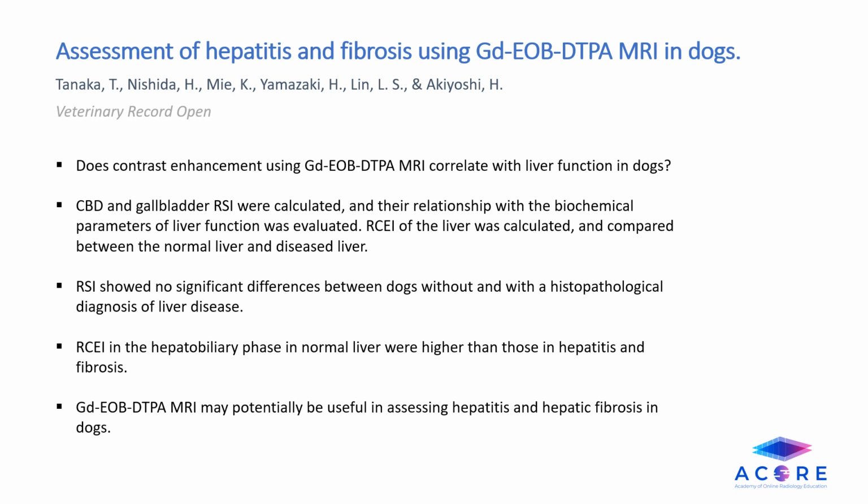The relative contrast enhancement indices were significantly higher in normal liver tissue than that in livers with fibrosis or hepatitis or HCC as well, but not nodular hyperplasia or hepatocellular adenoma. The authors concluded that the DTPA MRI might be useful in assessing hepatitis and hepatic fibrosis in dogs.